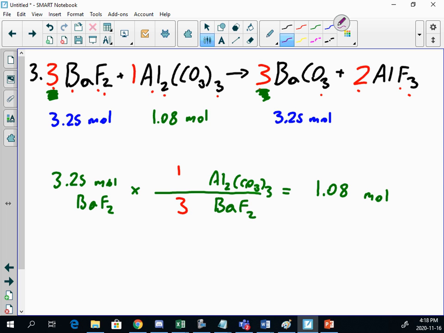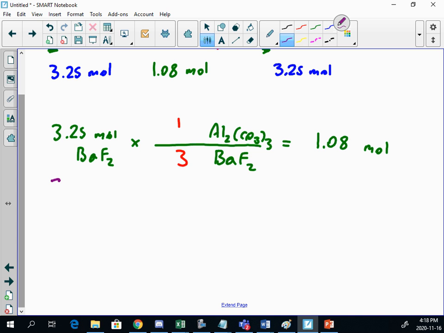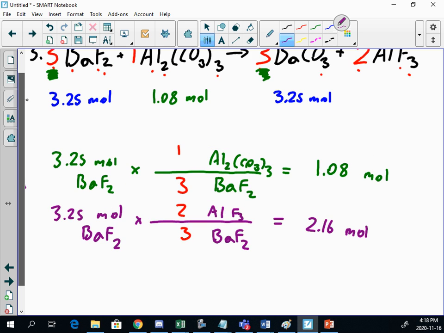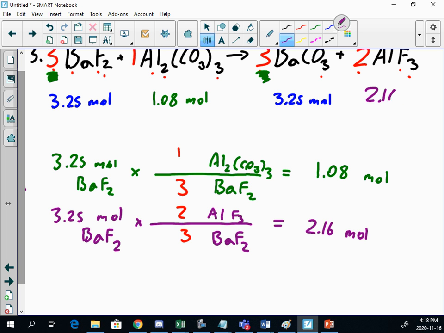It's a similar thing that we can do for the aluminum fluoride. If we start with 3.25 moles of the barium fluoride and use a conversion factor that takes us away from barium fluoride and towards aluminum fluoride, we can see in our reaction that there's a 2-to-3 ratio. So when all is said and done and we multiply through, we're going to end up with 2.16 moles. And we can write up here 2.16 moles of aluminum fluoride. And then you got 2.17, depends on where you run it.